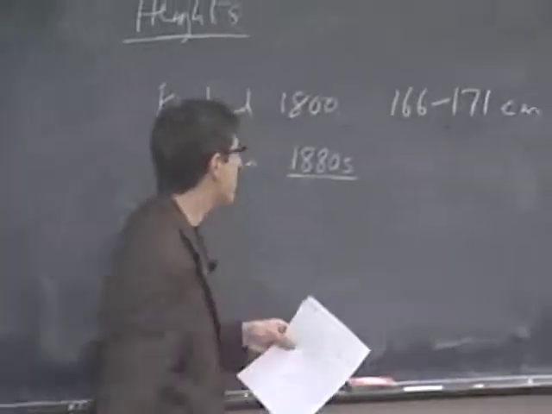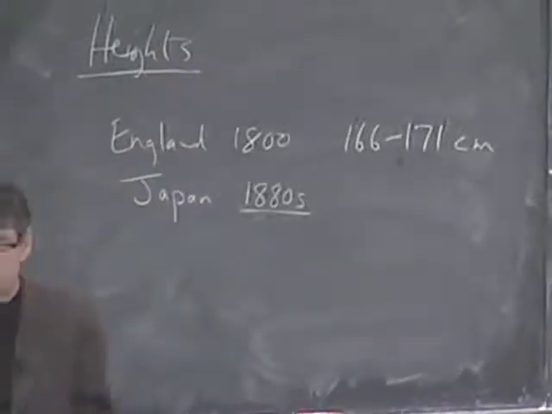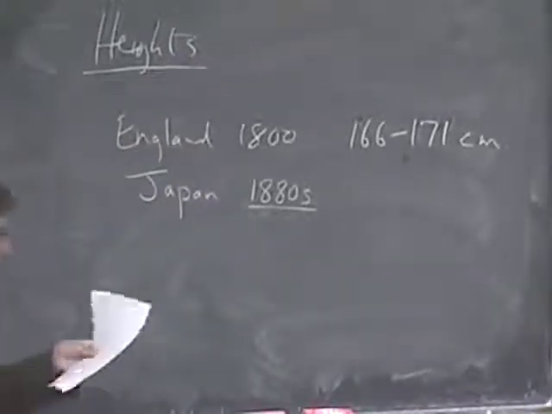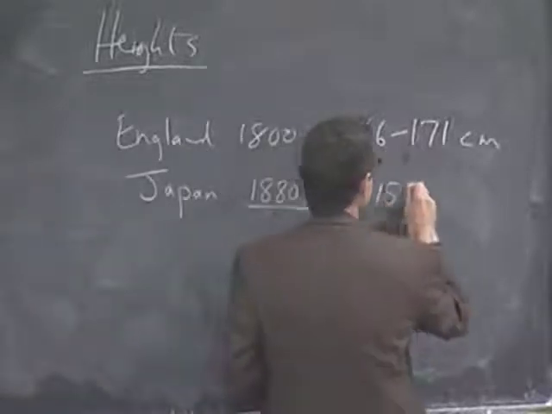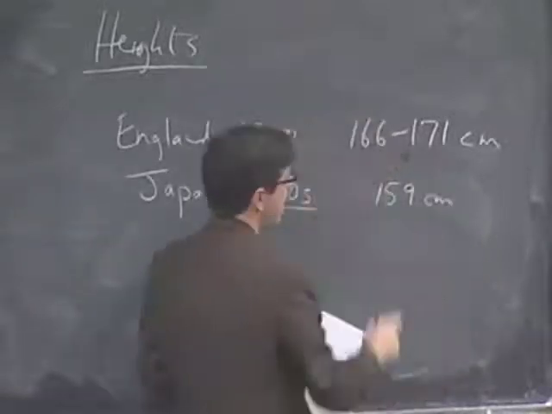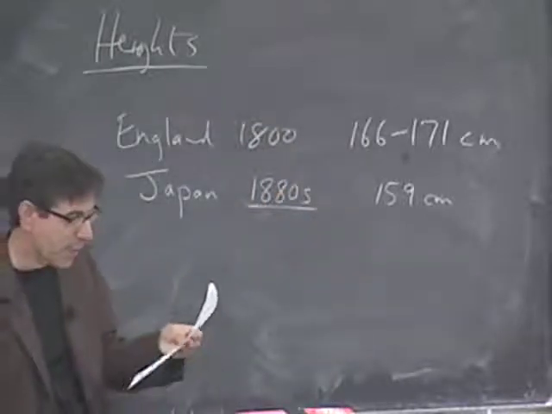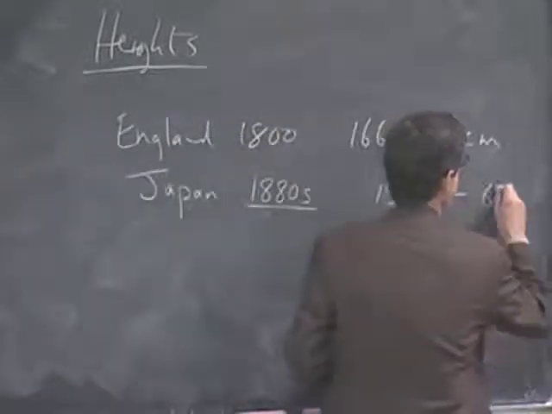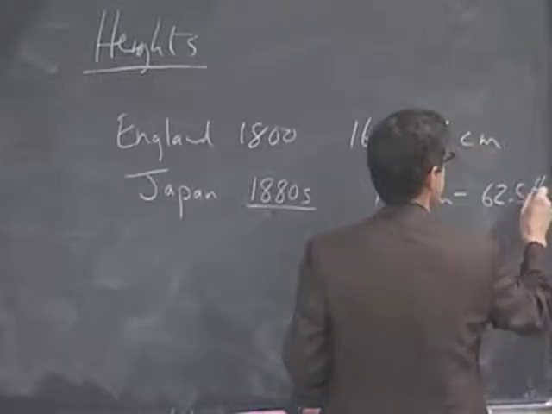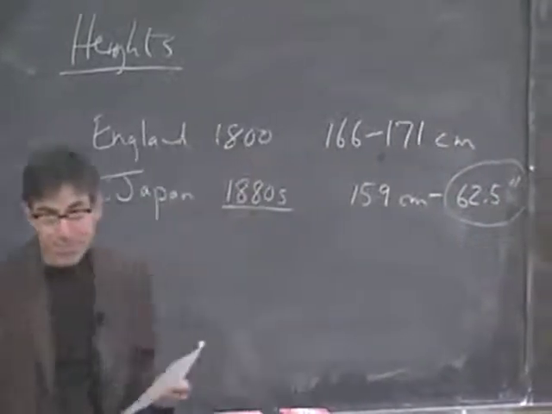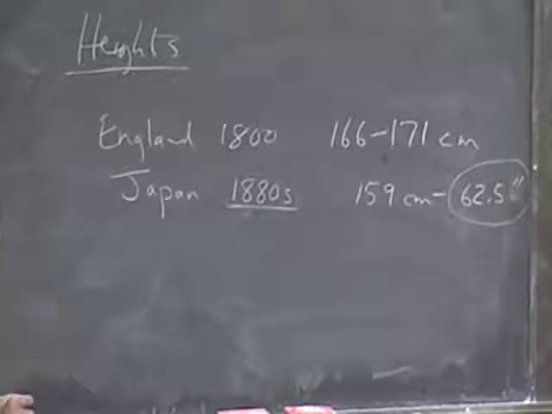And this is for soldiers who were recruited into the Japanese army in this period. The average height of these soldiers is only 159 centimeters. In terms of inches, that's 62 and a half inches. So the average Japanese male at this stage is about 8 inches shorter than the average American male now. And that's one of the shortest measurements we get of heights in the world, at any time for any group.